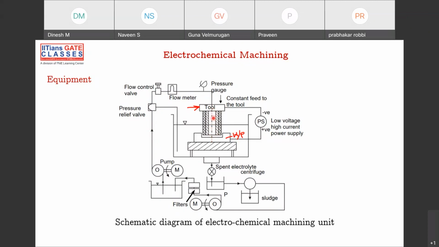In between there is a gap here. Through that gap, why are they kept in between? Because some material which is there, they have to flush it out. So that is called the flushing mechanism. They use some pressure like this. With that pressure, this material will be removed and it will come out from both the sides. So this is the equipment schematic diagram of your electrochemical machining unit.